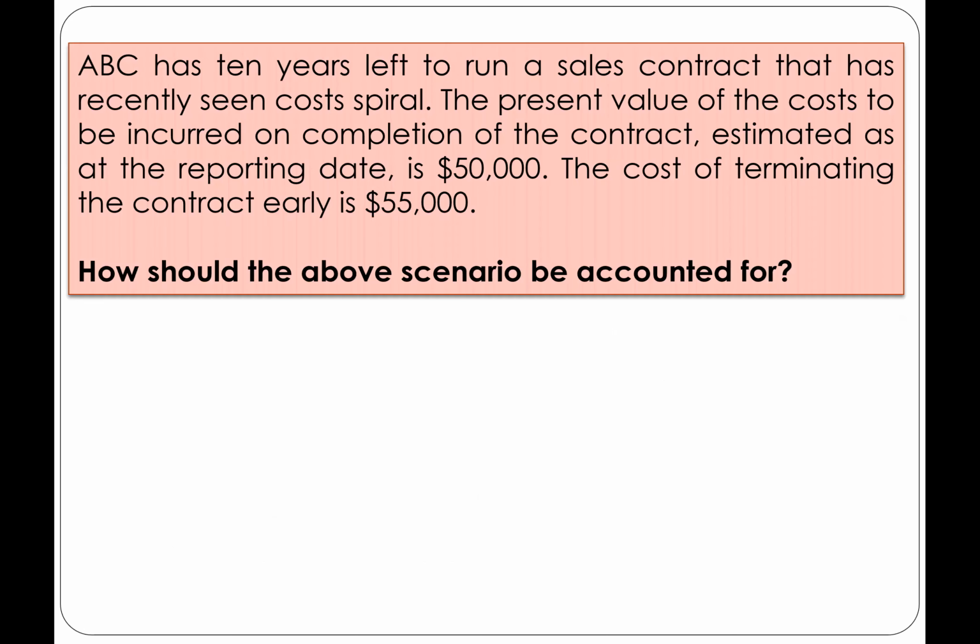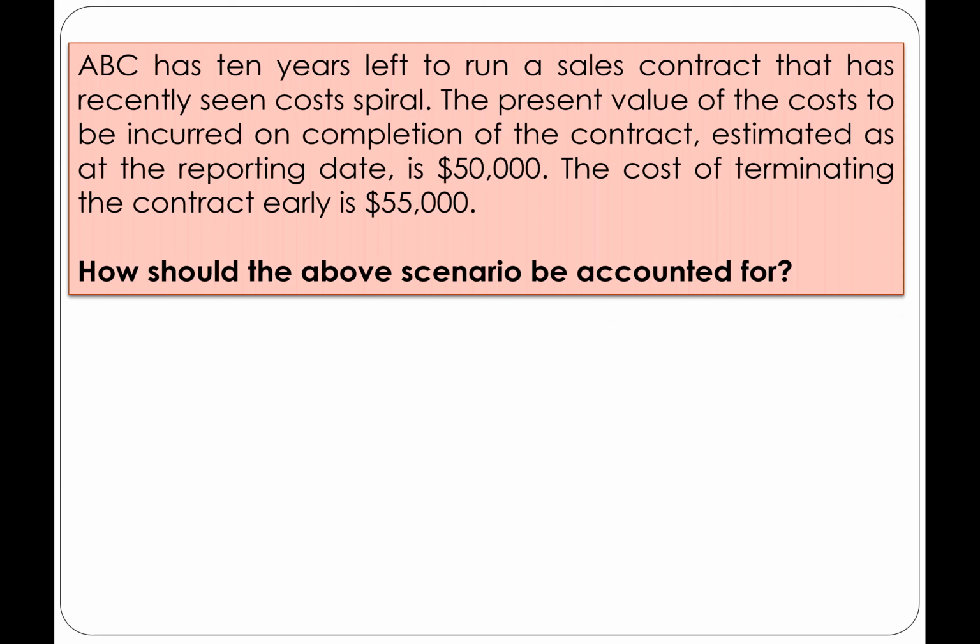So for example, ABC has 10 years left on a sales contract that has recently seen a cost spiral. The present value of the cost to be incurred on completion of the contract, estimated at the reporting date, is 50,000. The cost of terminating the contract early is 55,000. So we are saying if you complete the contract, or continue paying the contractual terms, you pay 50,000. But if you were to terminate, the penalty for terminating the contract is 55,000. How should the above scenario be accounted for?